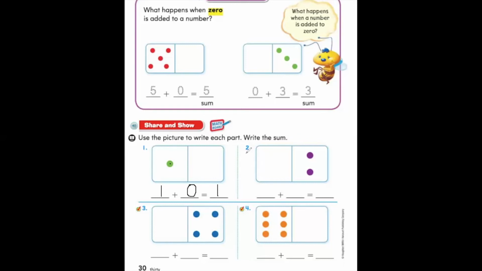Let's look at number 2. In the first part of our picture, how many dots do you see? I see no dots in the first part of our picture. If we see no dots, that means there are 0 dots. So let's write 0 on the line of our addition sentence.